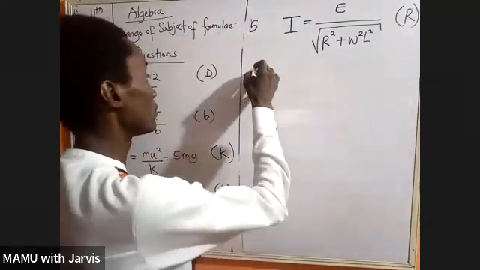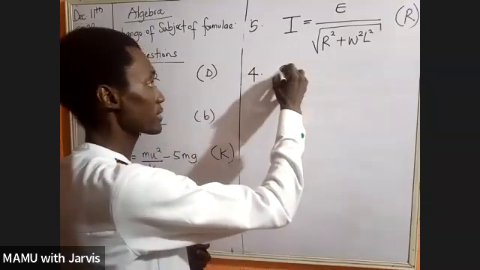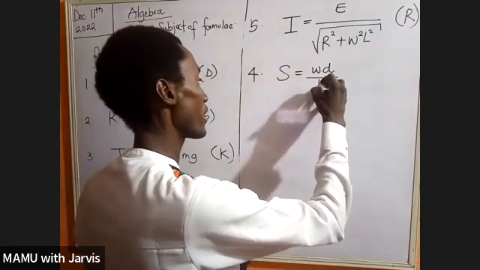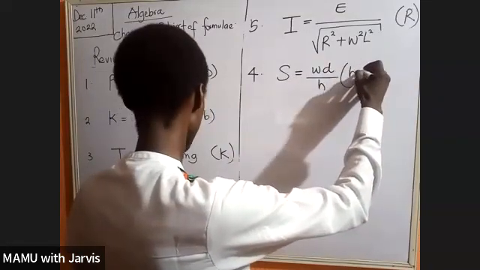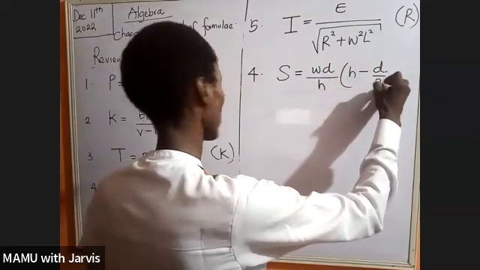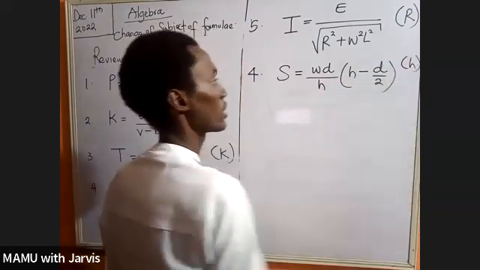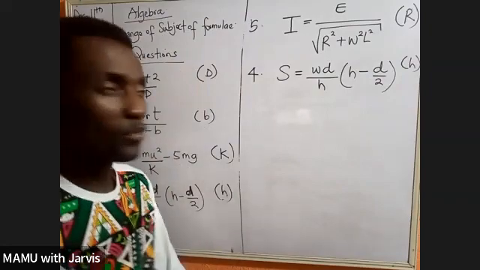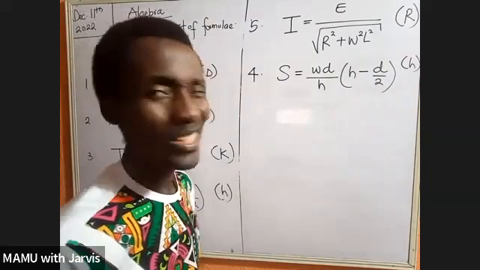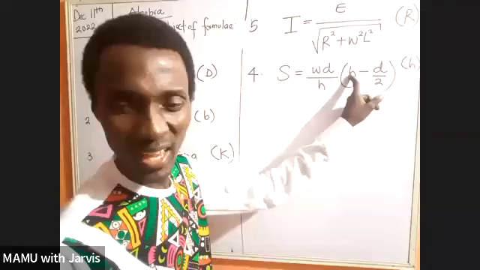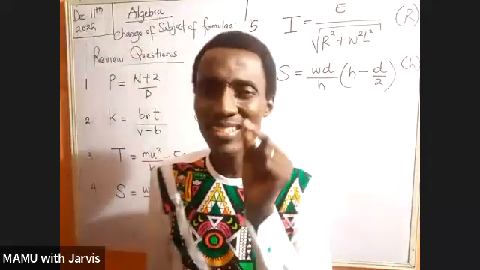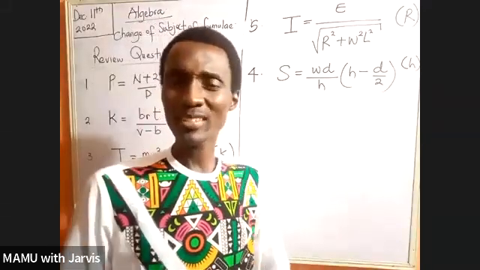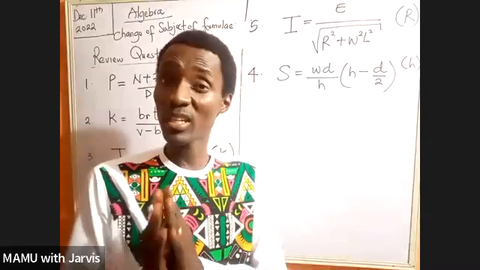Number 4. S is equal to WD over H into H minus D over 2. And we are told to make H the subject of the formula. Now, look at this question very well. Because you're having H here and H here, your first and most effective way of solving this is to open up this bracket. So you see that in solving this problem, decision making is important.